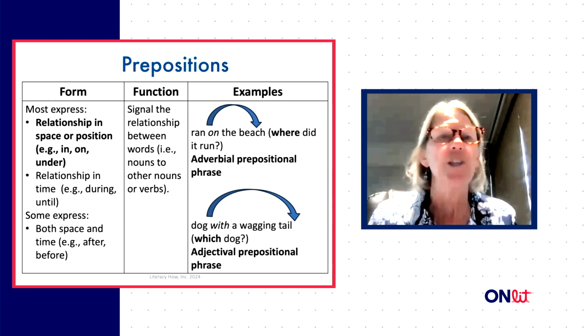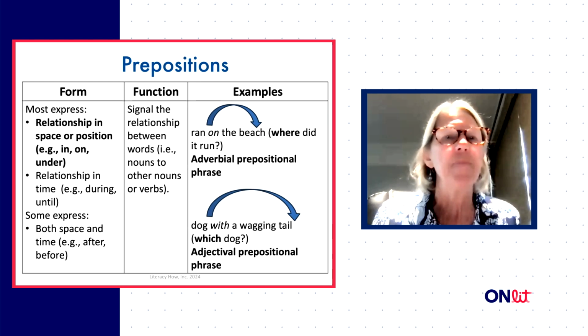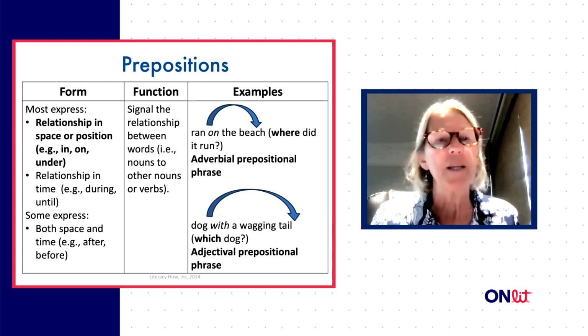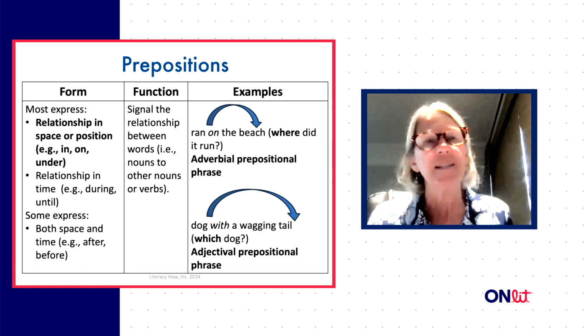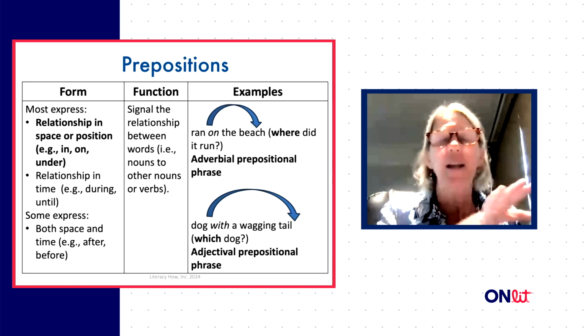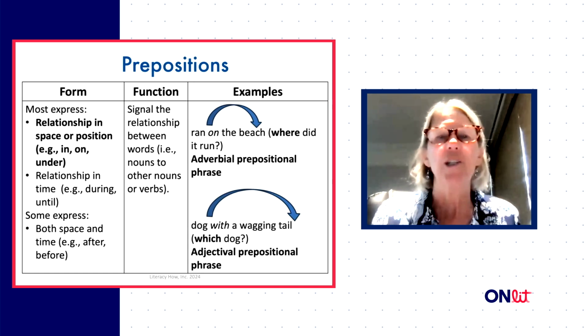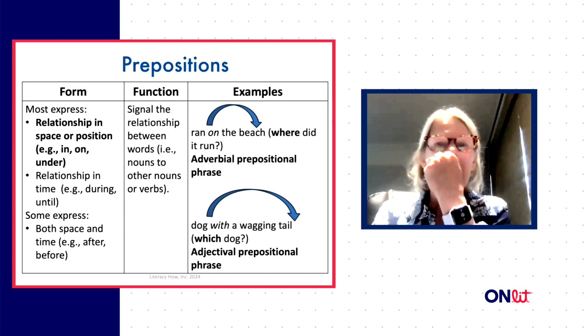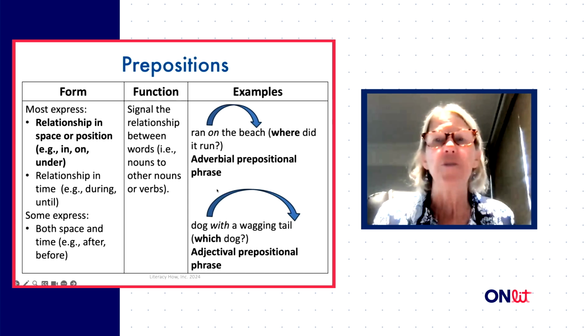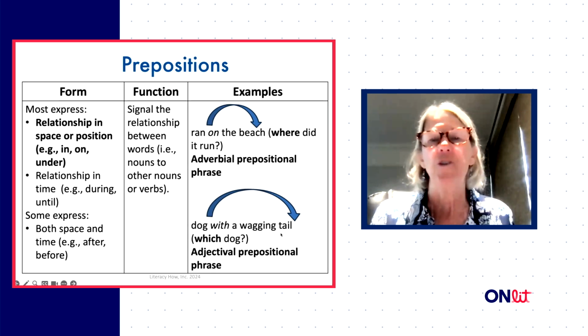Prepositions show relationship in space or position, and relationship in time. Some express both space and time. They function, like I said, as a signaling relationship between words. You can see an adverbial prepositional phrase, where the dog ran, and an adjectival prepositional phrase, which dog ran.